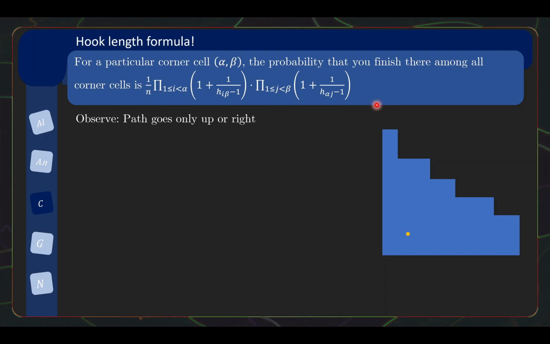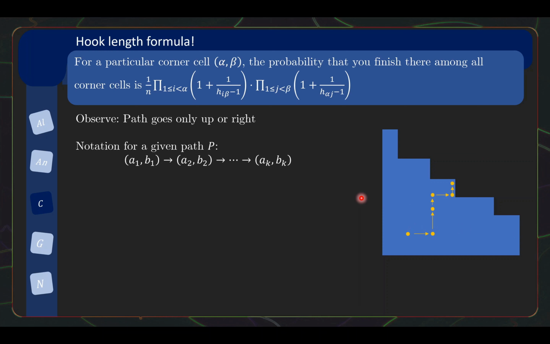A few observations to be made. First is that if you play the game, your path will only go upwards or rightwards at each step. And that is because at a particular point, your next cell is going to be one of the cells in the hook except itself. So it's either going to be upwards or to the right.